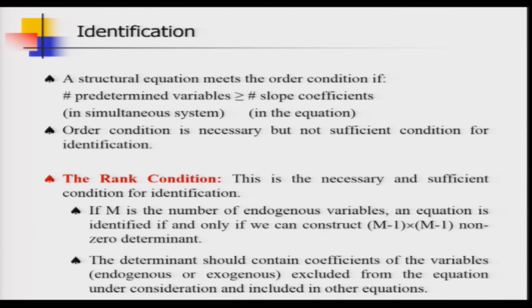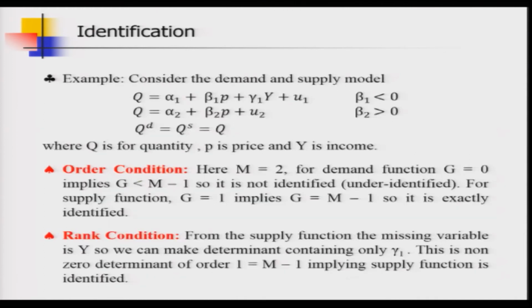So, it says that if m is the number of endogenous variables, an equation is identified if and only if we can construct an m minus 1 times m minus 1 non-zero determinant, and the determinant should contain coefficients of the variables, endogenous or exogenous, excluded from the equation under consideration and included in other equations. So, these things will be clear through an example that we are going to discuss at the end. So, now we are going to discuss this example. So, let us go back to the market model. So, it is a demand supply model.